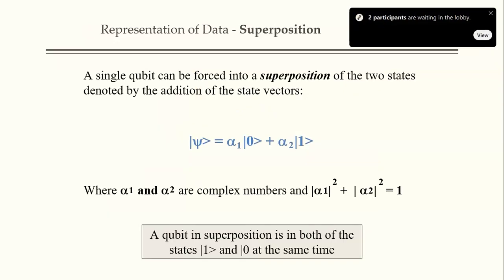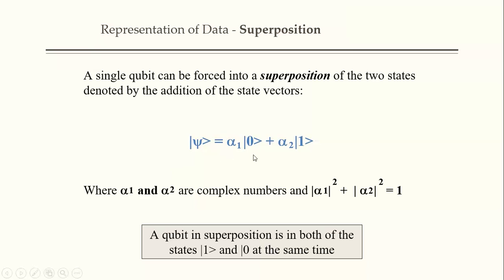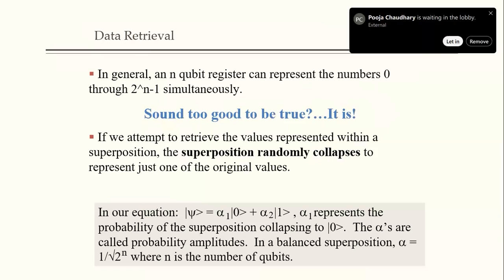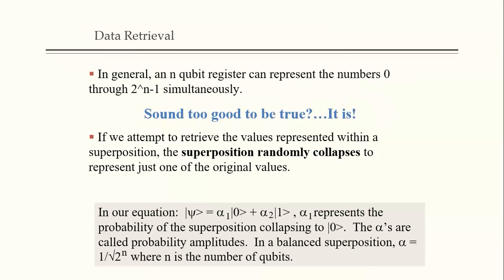So please remember this. In this, alpha and beta are alpha 1 and alpha 2. It can be taken as alpha or beta or alpha 1, alpha 2, which is the amplitude, the probability amplitude. In general, a qubit register can represent the numbers 0 through 2 power n minus 1 simultaneously.